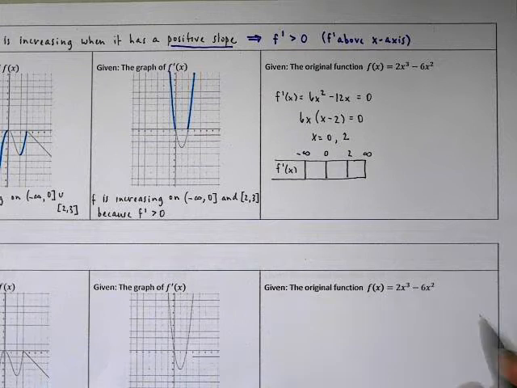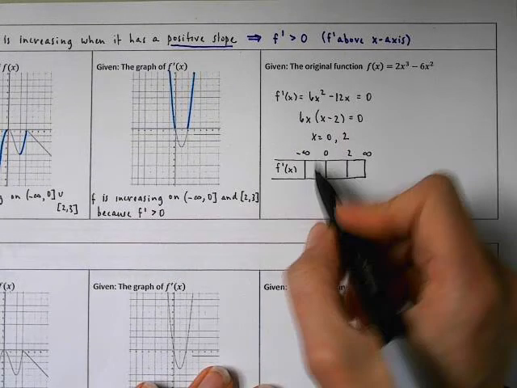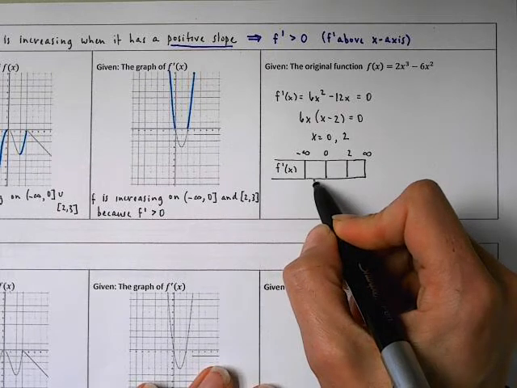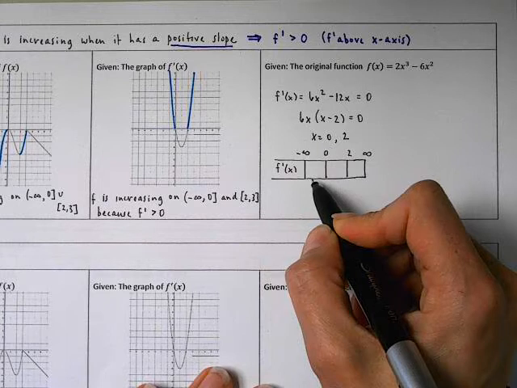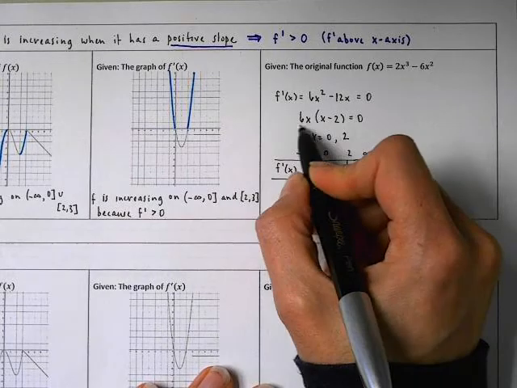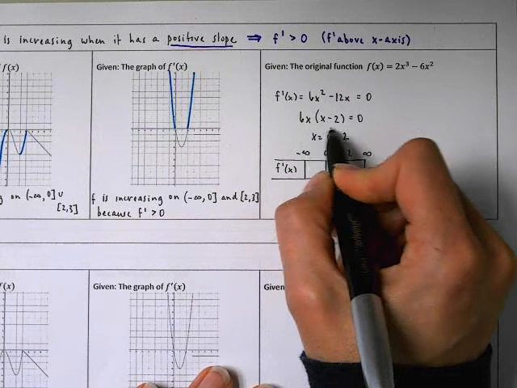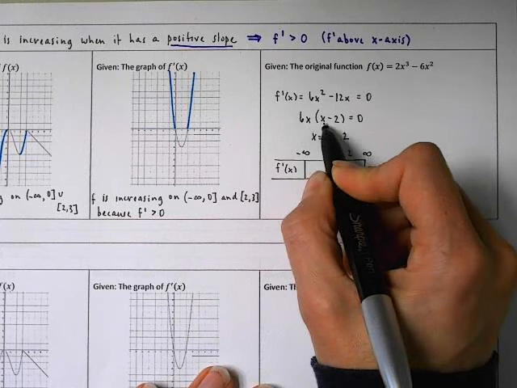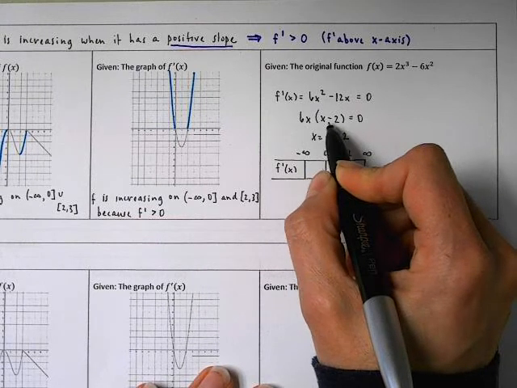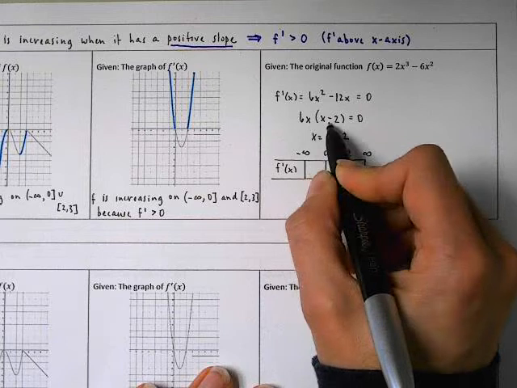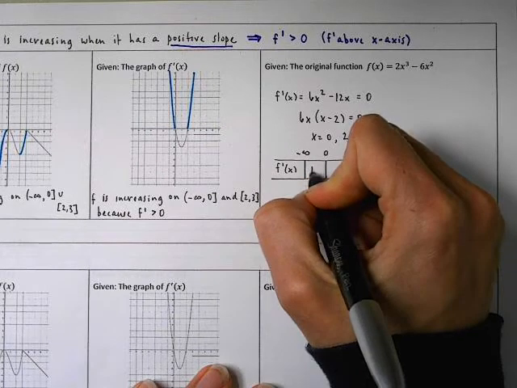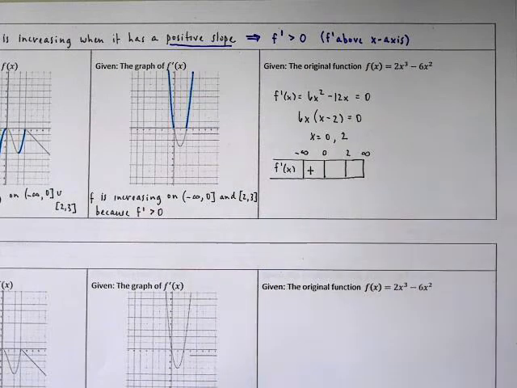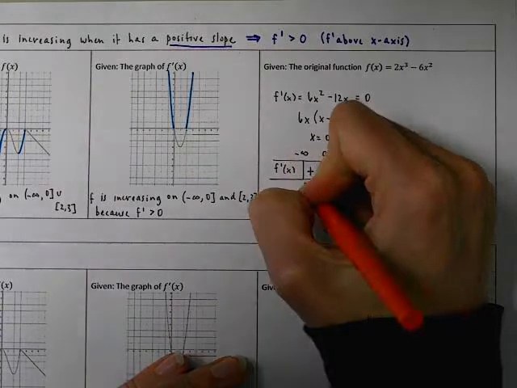And I'm going to test values in each piece. So for example, between negative infinity and 0, I would test maybe, let's say, -1. The easiest way to test this is to plug it into my factored form of the derivative. So if I plug in a -1, I get 6 times -1 is -6, -1 minus 2 is -3. If I have a negative times a negative, I know that's going to give me a positive value of my first derivative. So again, that was when I plugged in a -1.